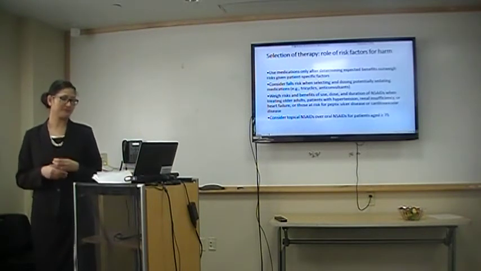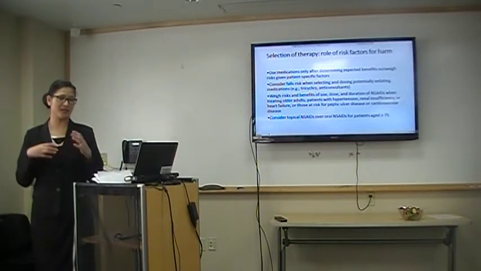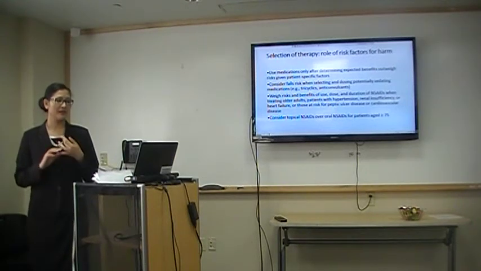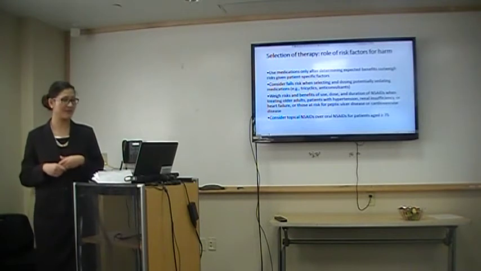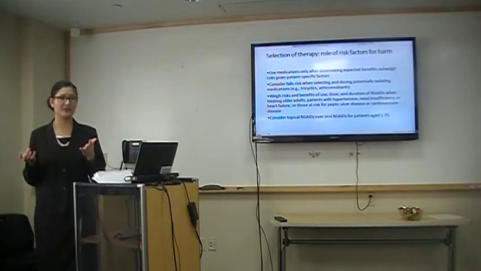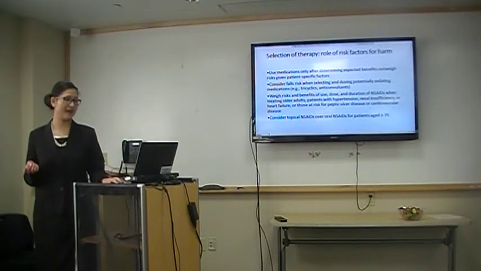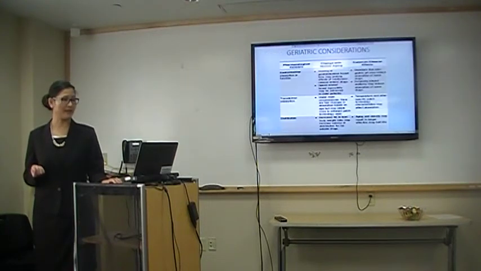So again, some things we definitely consider as we consider our overall treatment for our patients, and we use only the medications where benefits would outweigh the risks. We have a lot of geriatric patients, so consider fall risks, and select dosing of potentially sedating medications, and then of course with patients who would be on NSAIDs, take into account if they have renal insufficiency, heart failure, peptic ulcer disease, or cardiovascular disease. So usually for those who are age 75, consider topical NSAIDs over oral NSAIDs.